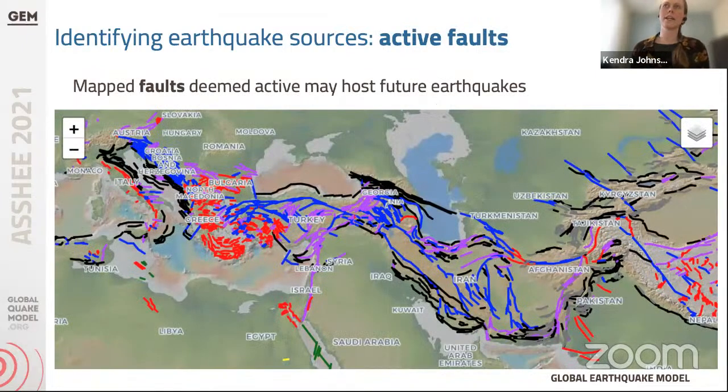And lastly, I've listed active faults. These are structures that have been mapped by geologists or otherwise, and that they have deemed active and therefore potentially capable of hosting future earthquakes. And faults in the simplest form can just be a surface trace that's indicating where the fault is, but they can be more useful in seismic hazard analysis when we also know the rate at which the fault is moving and a little bit more about its geometry in the subsurface and the sense in which it's moving.